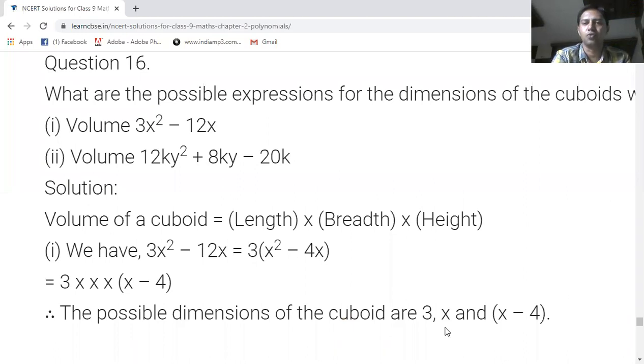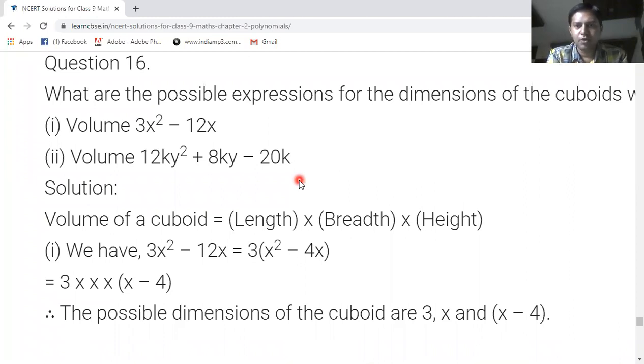Now the last part of the question says 12ky square plus 8ky minus 20k. Check the answer. Okay, the second one you wrote the answer, Akhilesh and Prabgun. The answer you wrote is 4k, 3y plus 5 and y minus 1, whereas Ishan wrote 3k, 2k, k minus 5k.